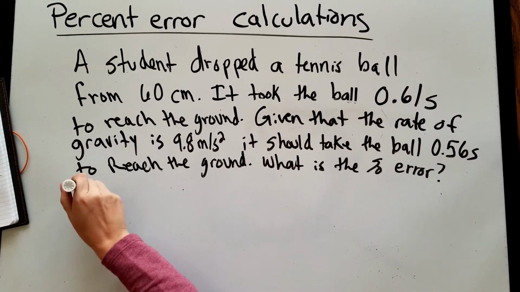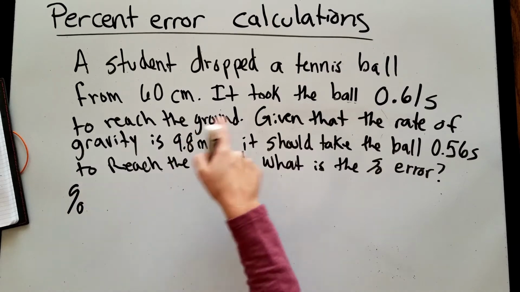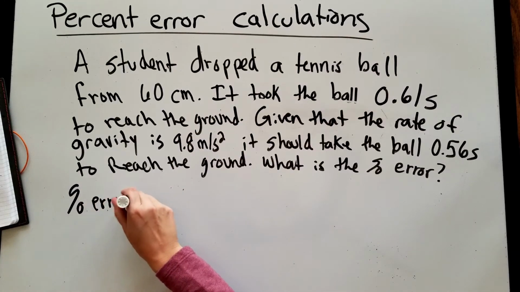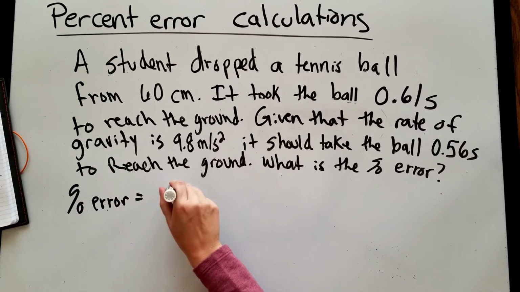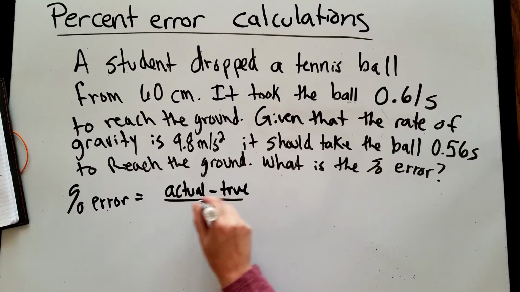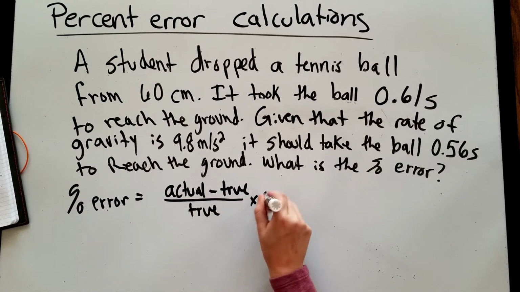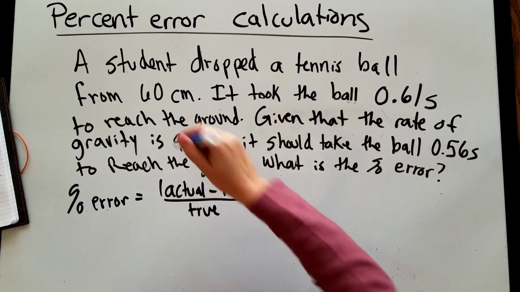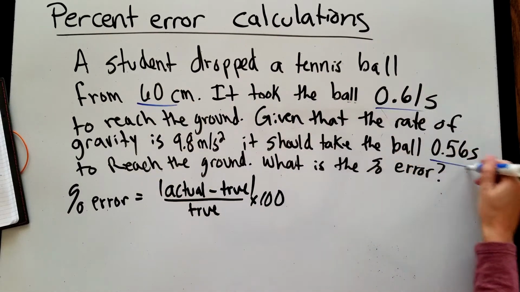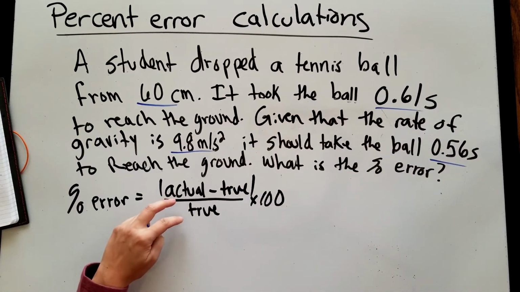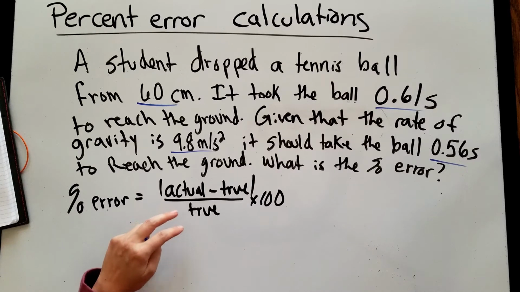Okay, so this one might be a little bit trickier because of the words being used. So we have percent error, we have actual minus true divided by true times 100, with absolute value signs. So we need to know what's the actual, what's the true. Well, there's tons of numbers in here, okay? So we need to figure out what numbers are important because we only need 2 of the numbers. So how do we figure out what we're comparing?